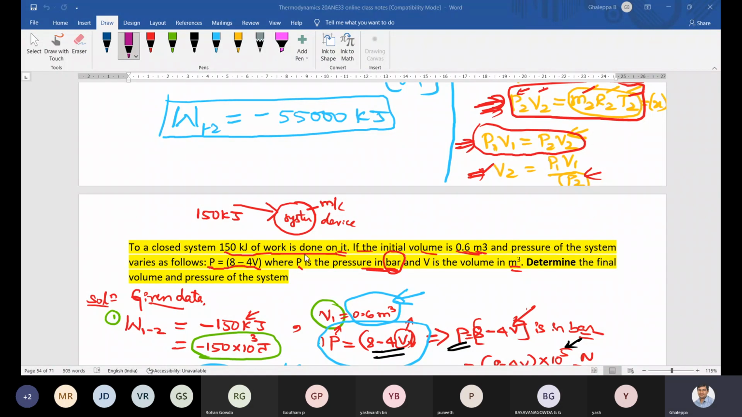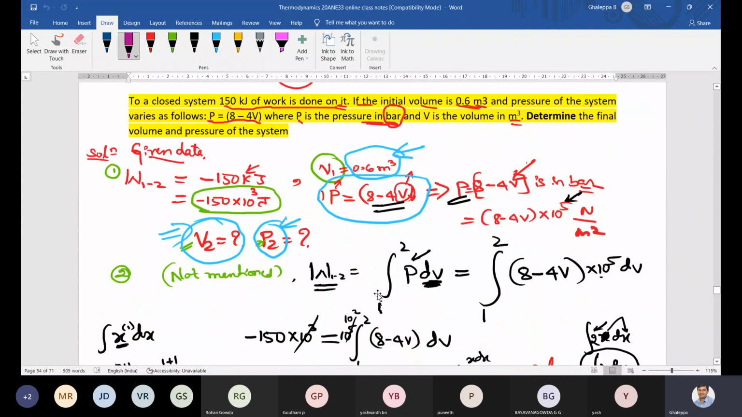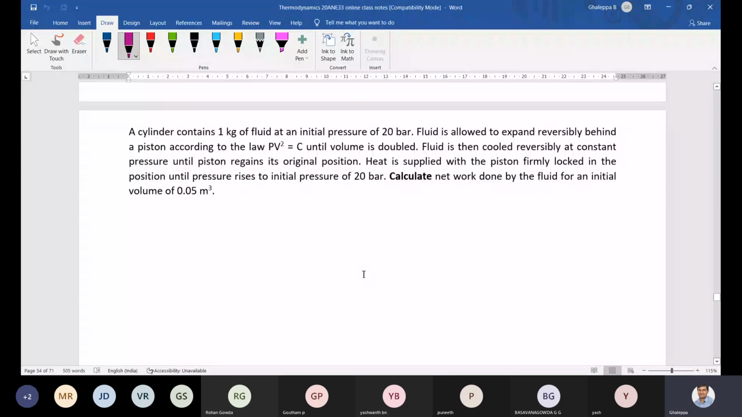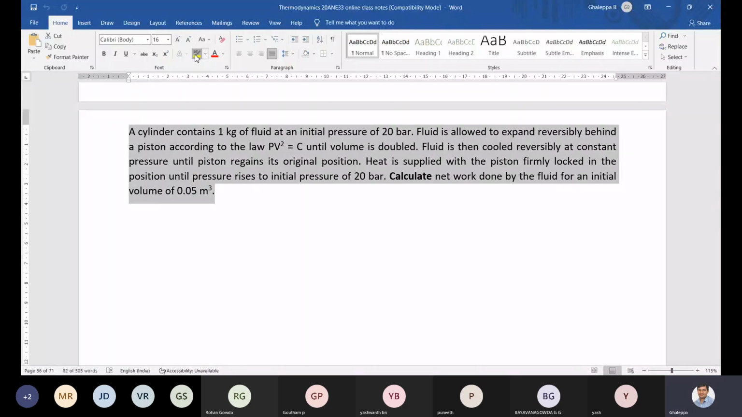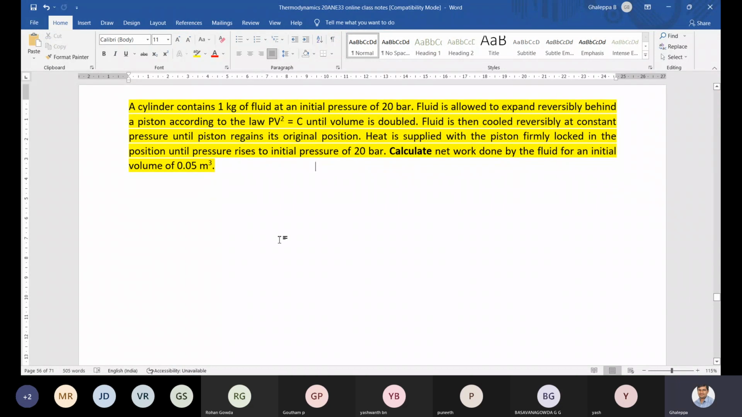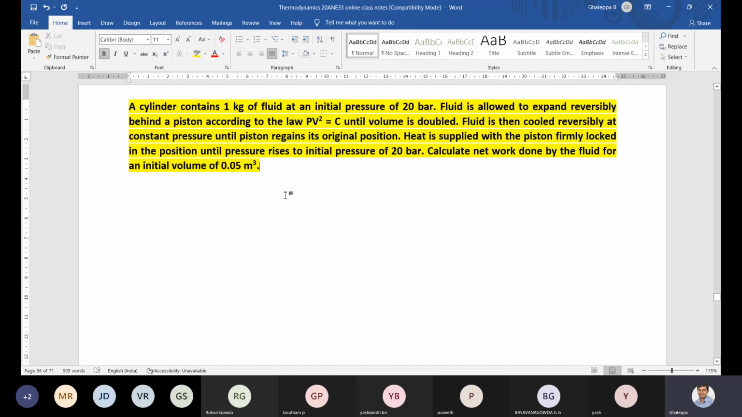Very good. Okay. Next, last numerical, and we will continue in the evening. I will take different topics. I will take on first law of thermodynamics. Okay. Read the statement. First step. It is complicated. It is a little bit tough.